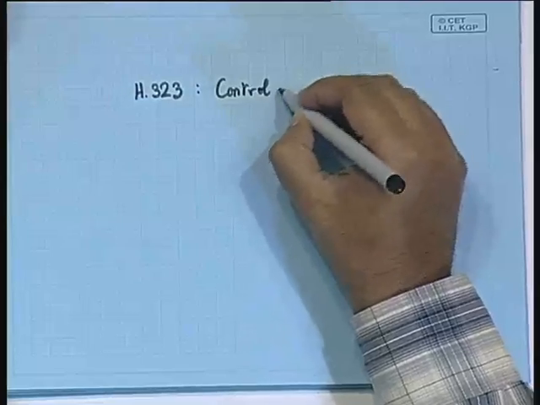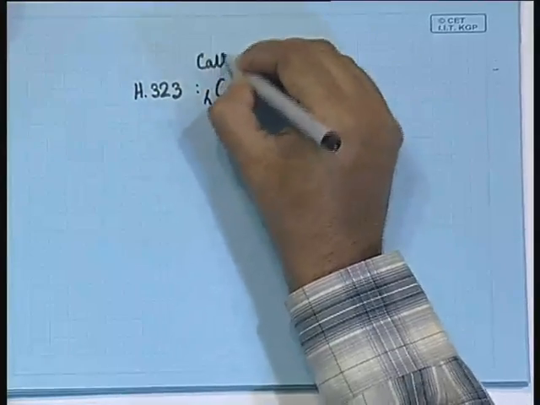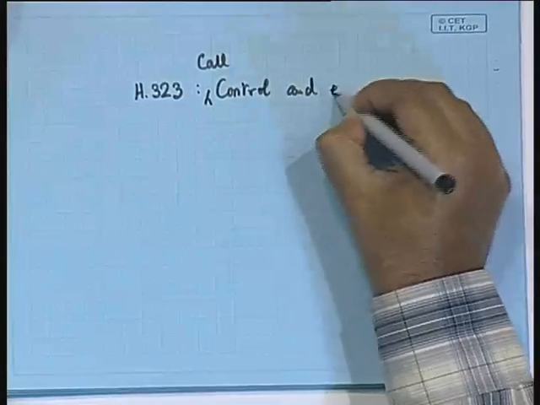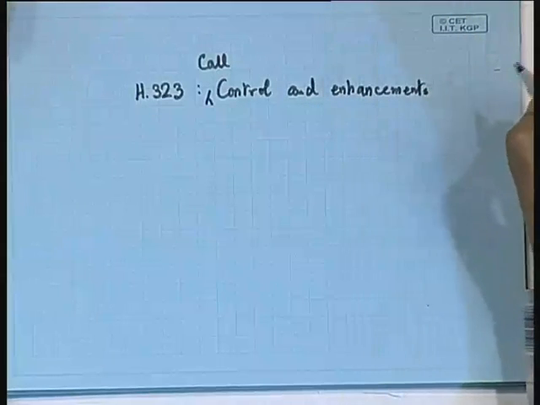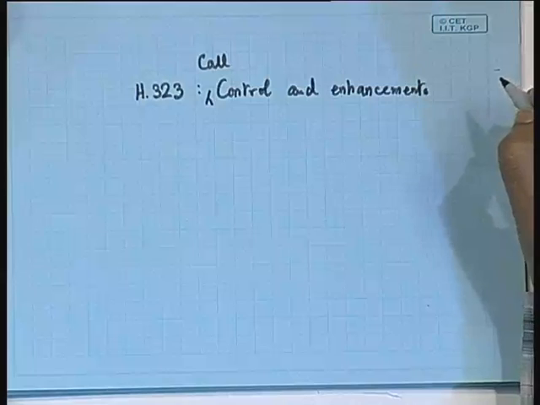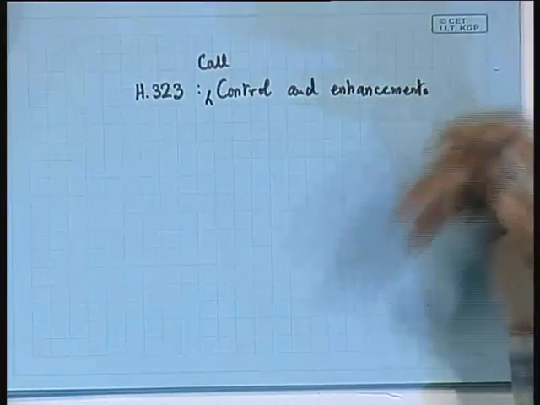control, or rather call control, and enhancements, because there are certain limitations that exist in the H.323 version 1, and we would like to see how those limitations are overcome in the subsequent versions, and then only the H.323, after avoiding those limitations, could be made at par with the PSTN telephones in terms of popularity.